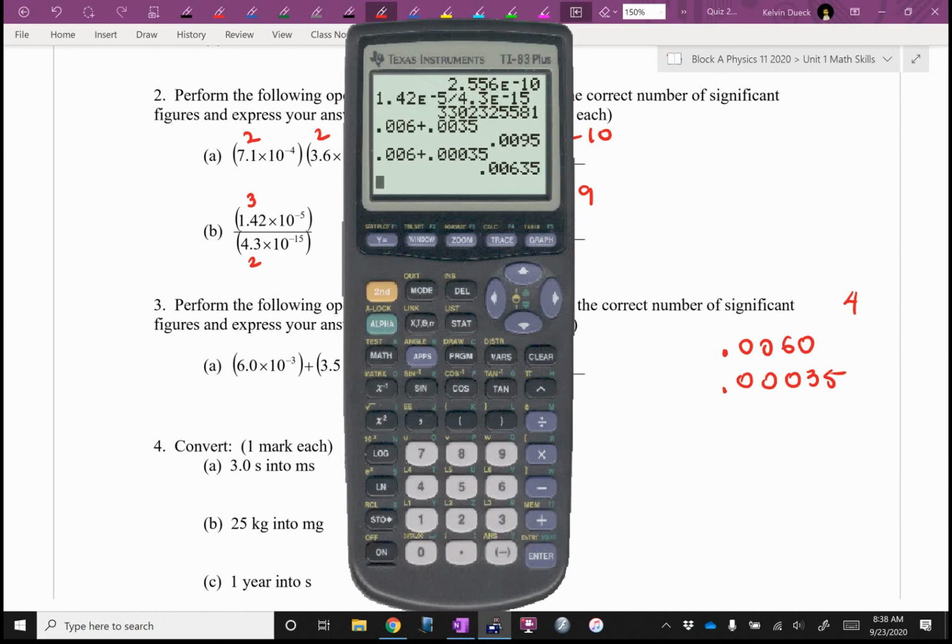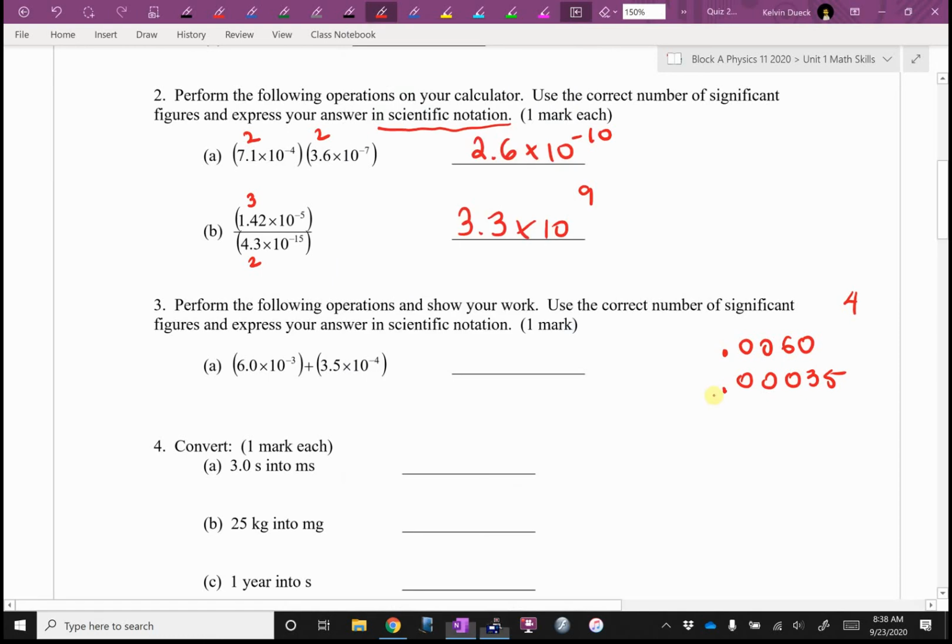Actually, I get 0.00635, which I could have done in my head because they're all nicely lined up. How many decimal places? So this 3, is this 3 going to stay a 3 or become a 4? So first of all, it's going to be 0.0064, which is final answer, 6.4 times 10 to the negative 3, all or nothing. There's a lot of steps there.